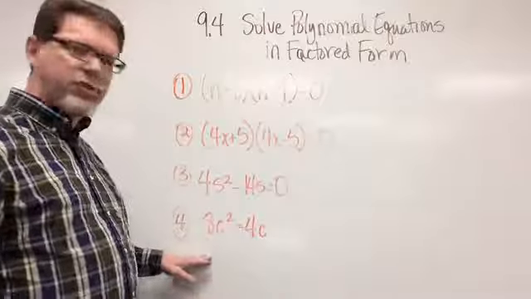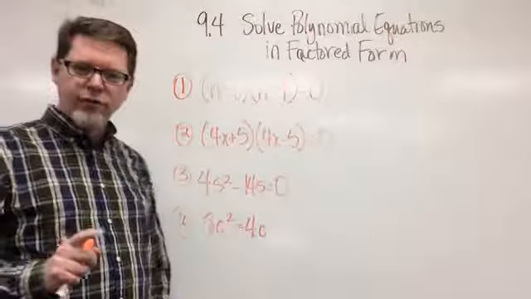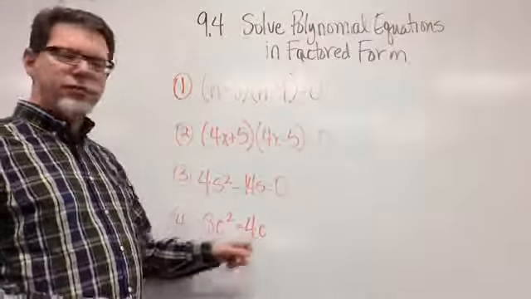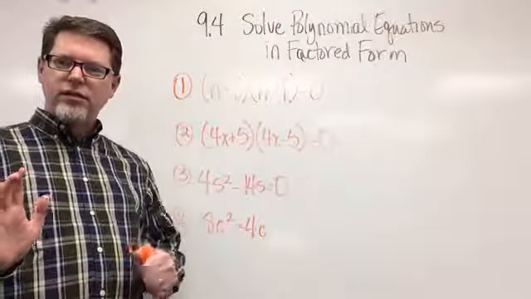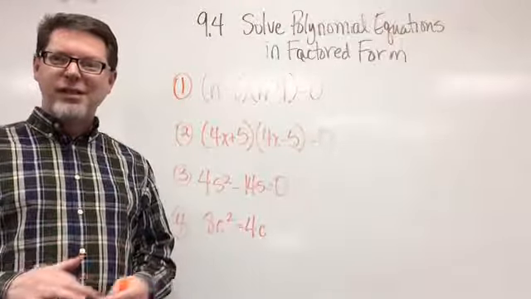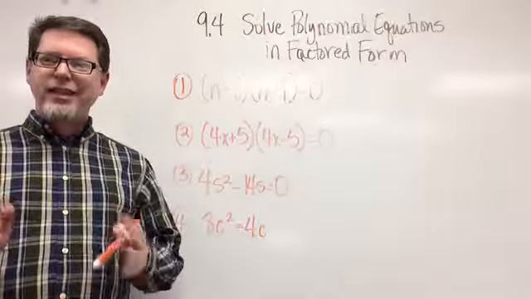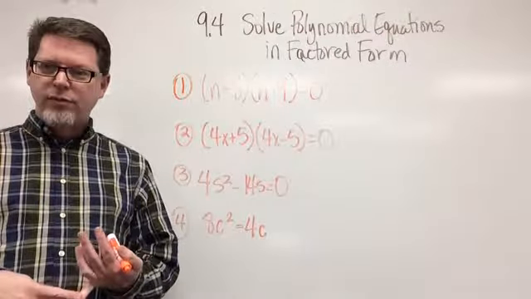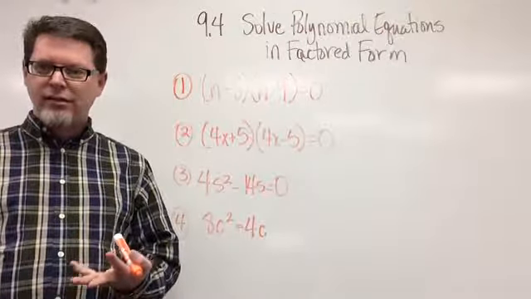And then the last one is a little bit different than you've seen before. It's 8c squared equals 4c. So I'll give you a little hint. You got to first put everything on the same side. Then factor out the greatest monomial factor. Then solve for c.